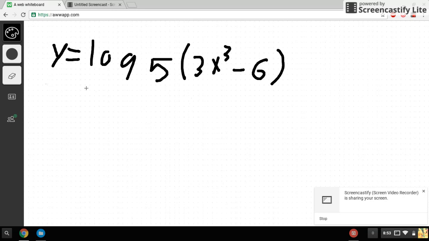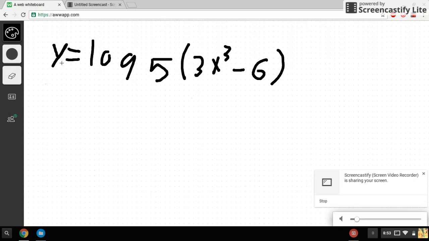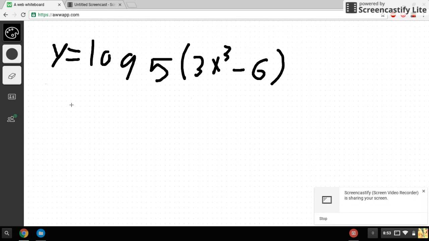So let's get started. You're going to follow the same rule of b to the power of x equals y, and you basically have everything. So the equation says that y equals log base 5 of (3x to the power of 3 minus 6).